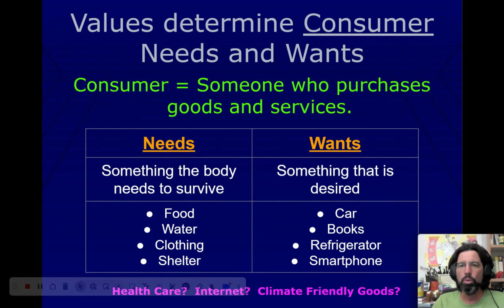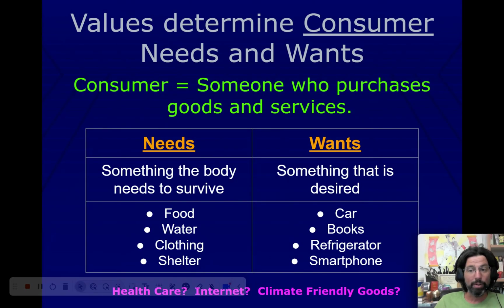So some basic ideas then here is that values are going to determine what the consumer needs and wants. And a consumer is someone who purchases goods and services. Okay. So the producers out there supply those, but the values that the consumer desires are going to determine needs and wants. So needs are obviously something the body needs to survive: your food, water, clothing, and shelter. Wants are something that is desired, whether that's a car or a book or refrigerator or a smartphone.